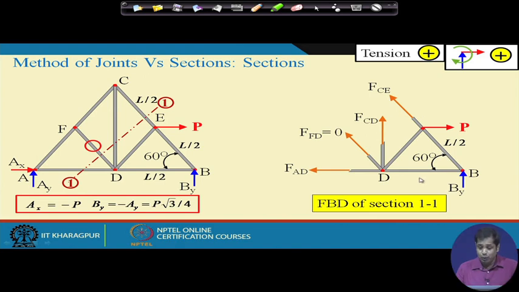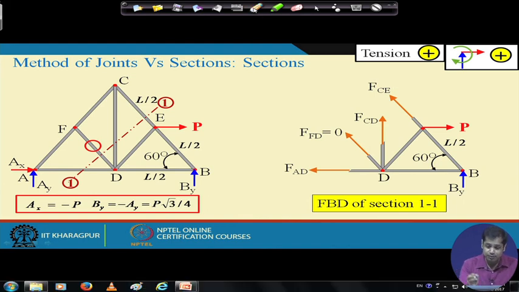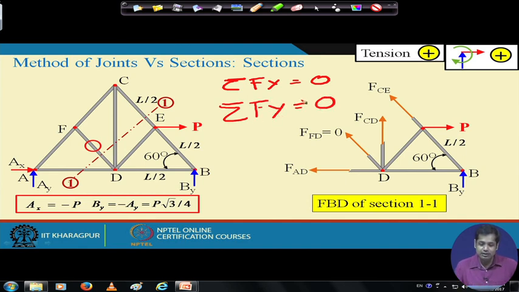Now, if we take the method of sections here, what are the equilibrium conditions we have? All the equilibrium conditions can be used here. Summation of forces in x direction is equal to 0, and we also have summation of forces in y direction is equal to 0. So, these two equilibrium equations we can use anyway.